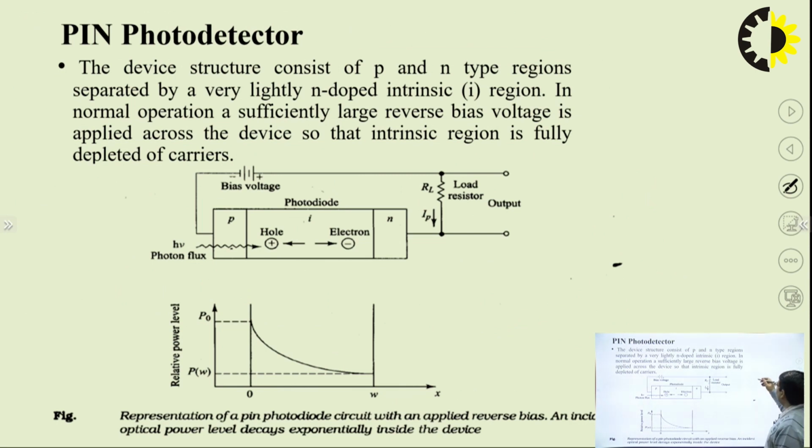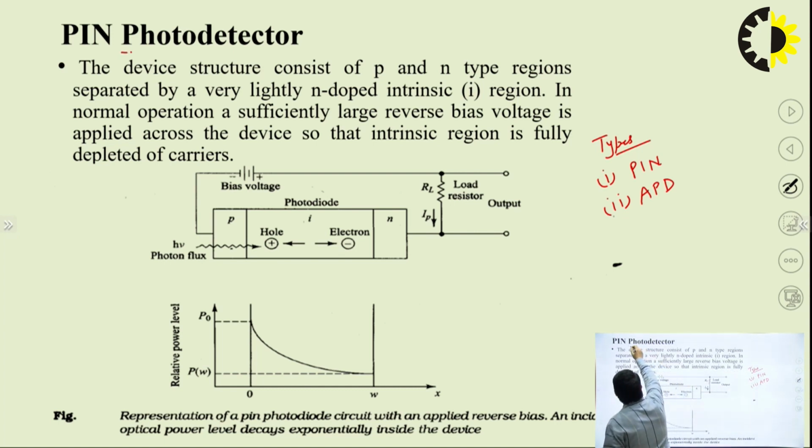Next is different types of photodetectors. Photodetectors used in optical communication are generally of two types. One is PIN and the second type of photodiode is known as APD, avalanche photodiode. So the first type we are discussing here is the PIN photodetector.